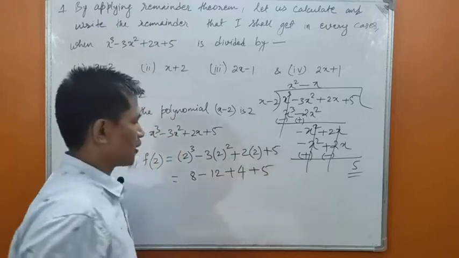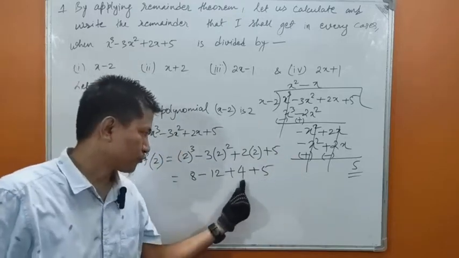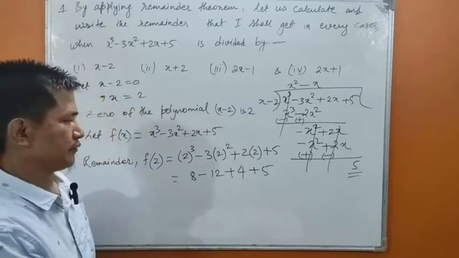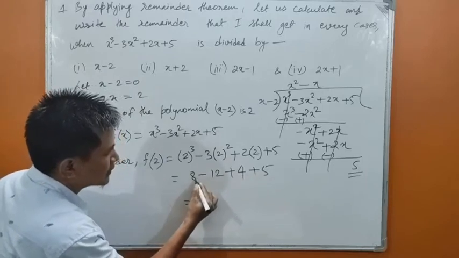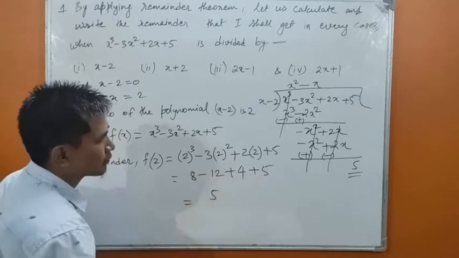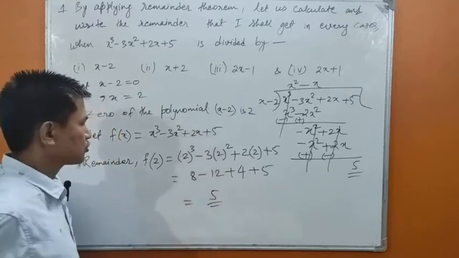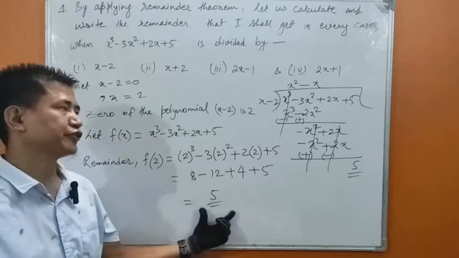Now let us add up all the positive numbers and subtract the negative one. 5 plus 4, 9. 9 plus 8 is 17. 17 minus 12 is 5, isn't it? The sign of the greater number comes, that 17 is plus, so plus 5. So the remainder is f(2), and the remainder is 5. The value of f(2) is 5.